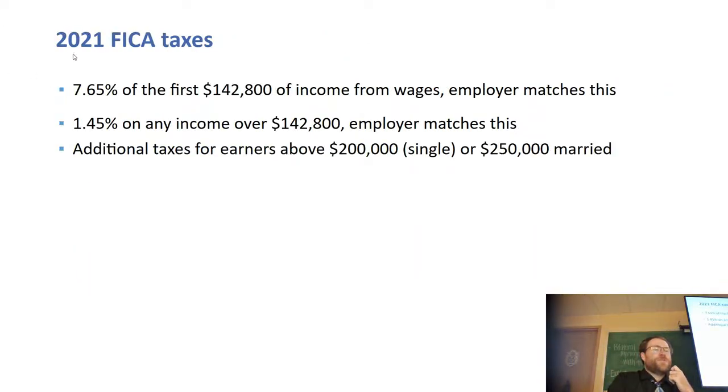It's a little bit more straightforward to figure out FICA taxes. If you make less than $142,800, it's the first 7.65% that goes to that. Employer matches that. If you make over that, it's 1.45%. And then there's additional taxes if you make above 200 single or 250 married.